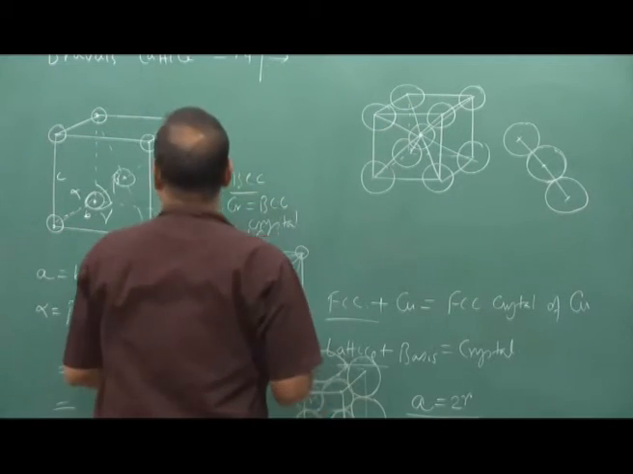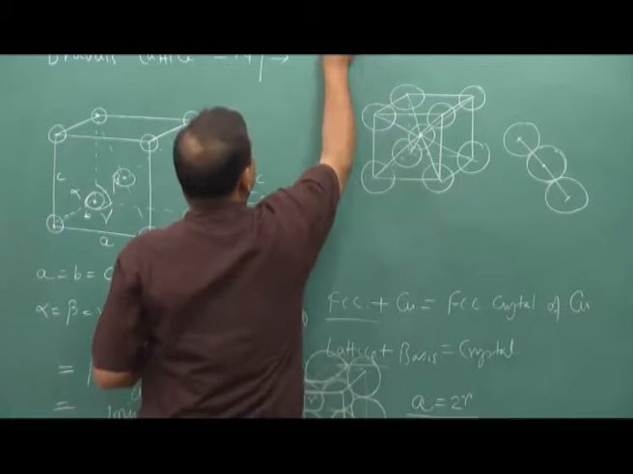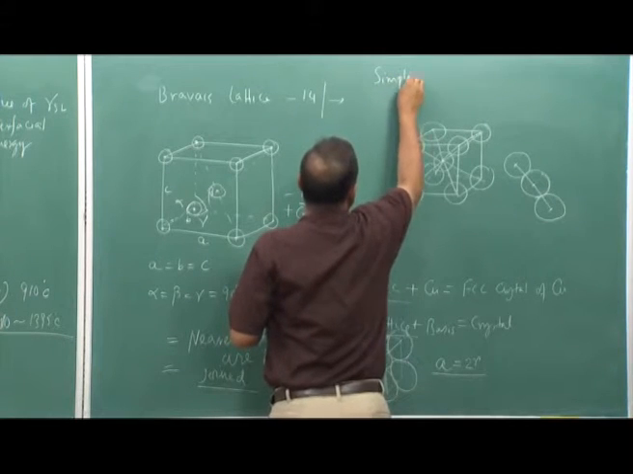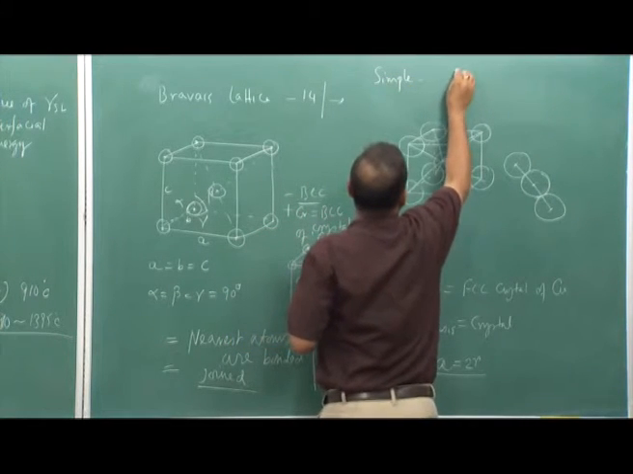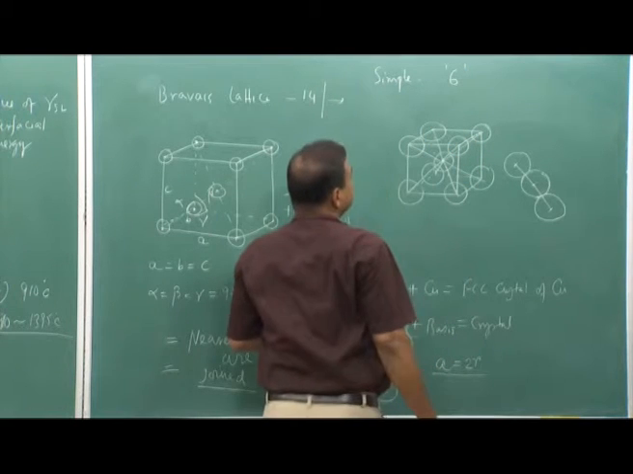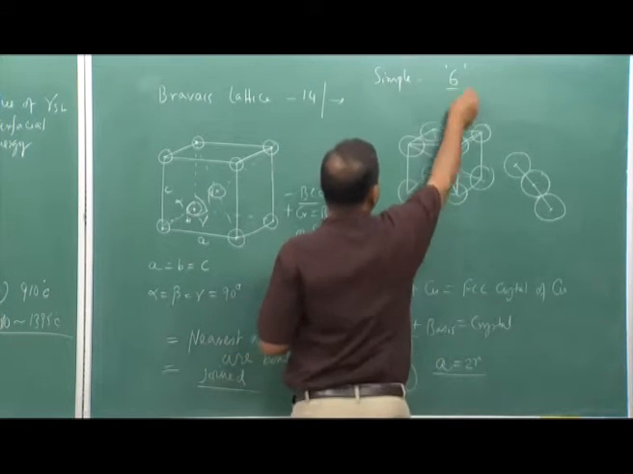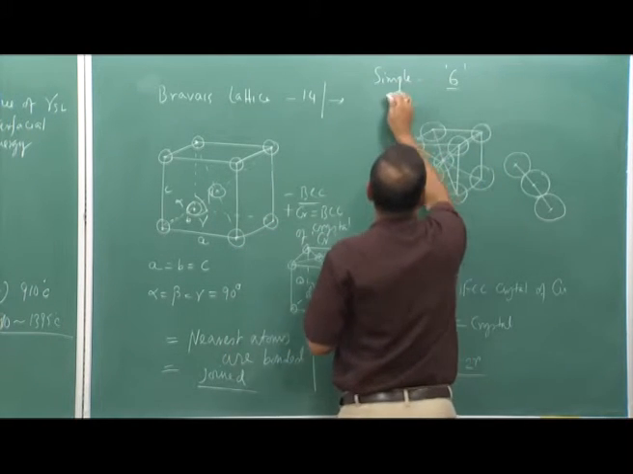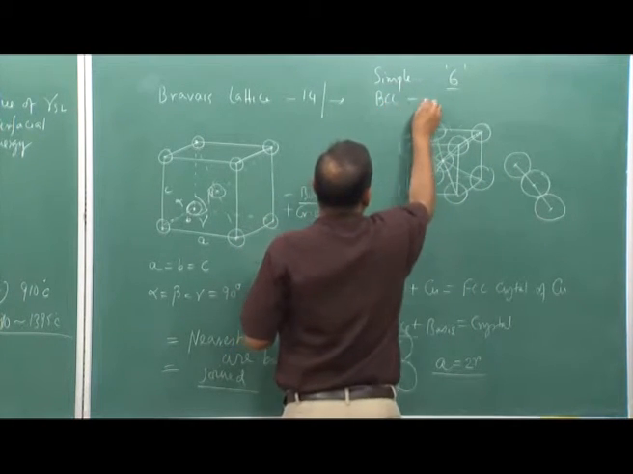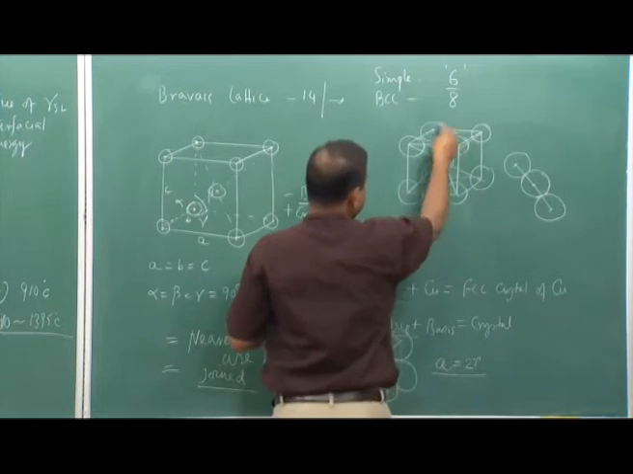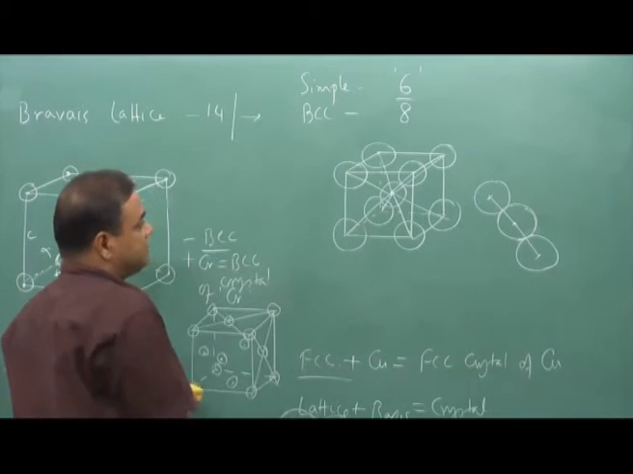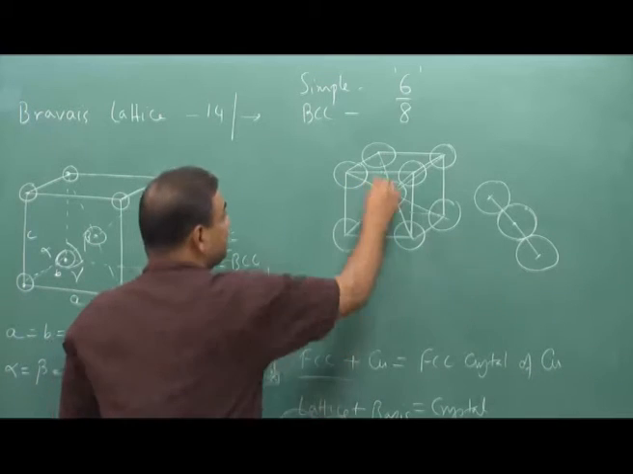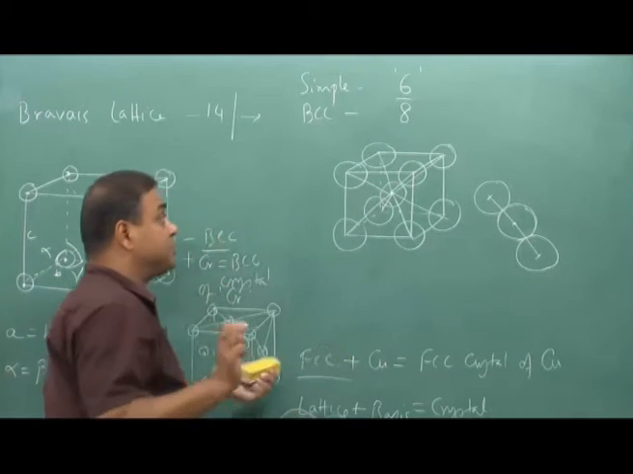Now, in case of simple cubic, one atom is connected to 6 atoms, that means bonded. So, the nearest neighbor number is 6. Then in case of BCC it is 8. So, these are the nearest atoms and the bondings are taking place. But these atoms and these atoms are not bonded.